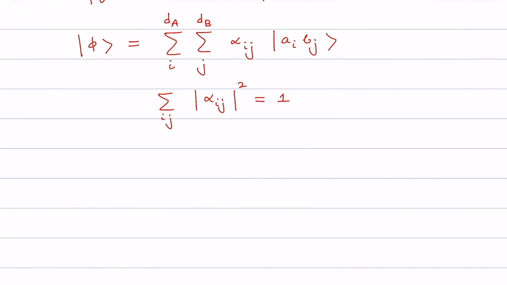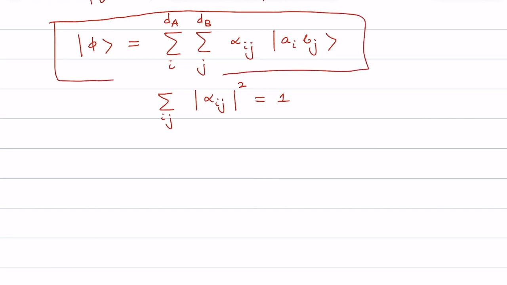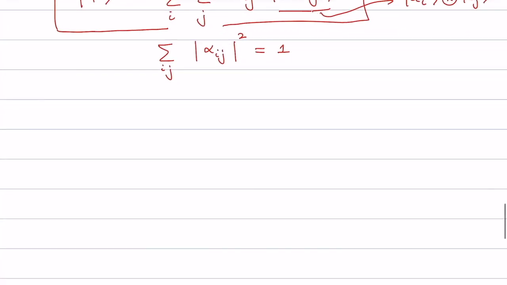Therefore, it is necessary to find a state such that it can be written as a linear combination of tensor products. If you have a pure state like this, it is necessary to find a state such that it can be written as a linear combination of tensor products, this being the shorthand notation for the tensor product a_i cross b_j, of the basis states of the parts, but cannot be written as a tensor product of two states from the respective parts directly. But to illustrate it, let me give you an example.